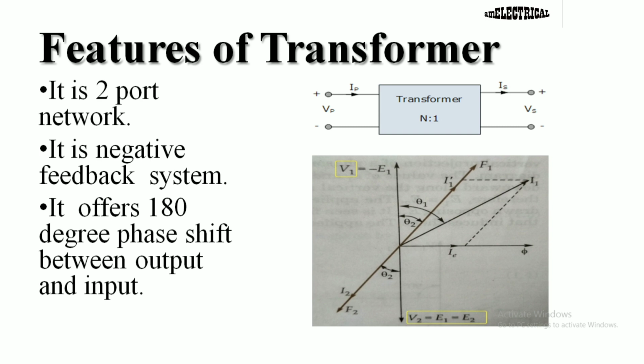These are the features or the properties of a transformer. These properties a transformer always has, whether it is an ideal transformer or a practical transformer. Irrespective of that, a transformer always possesses these properties.